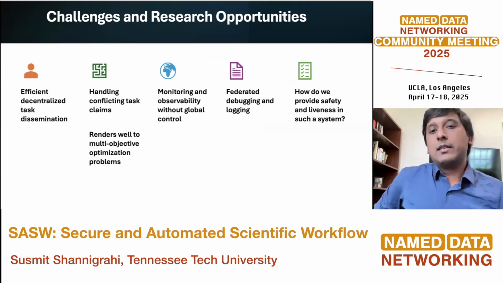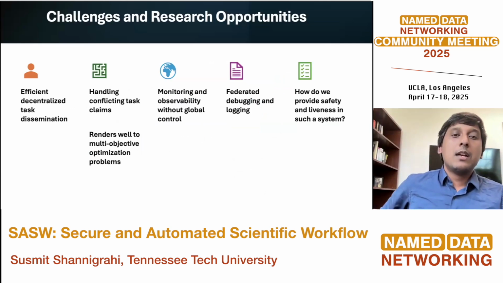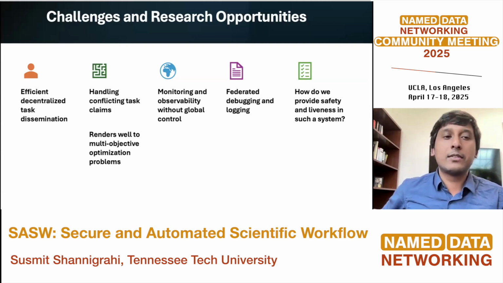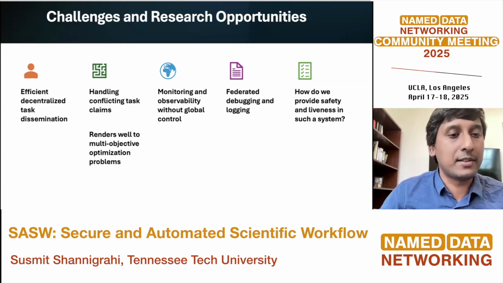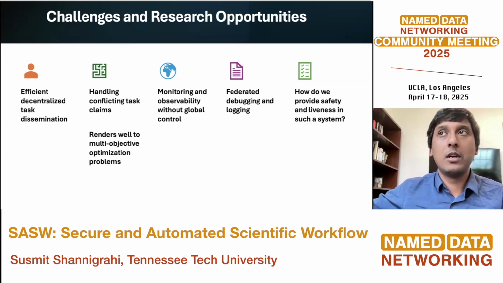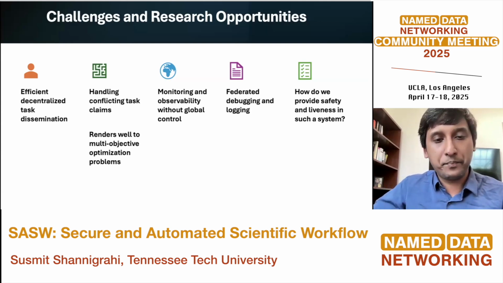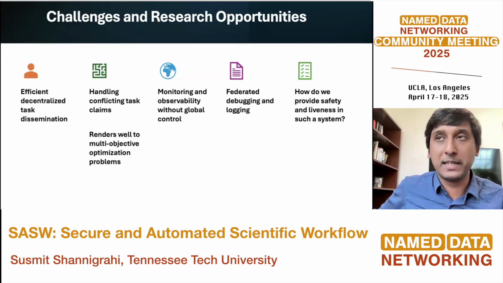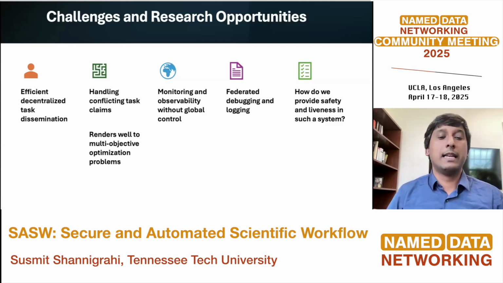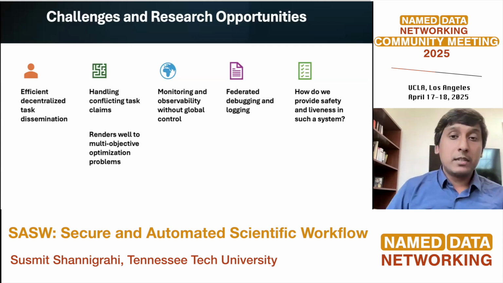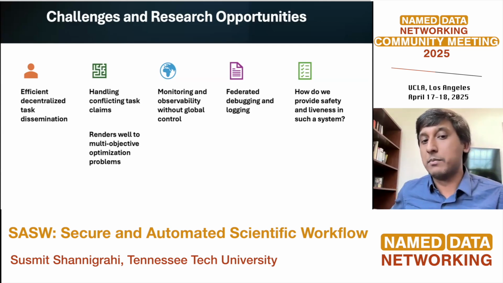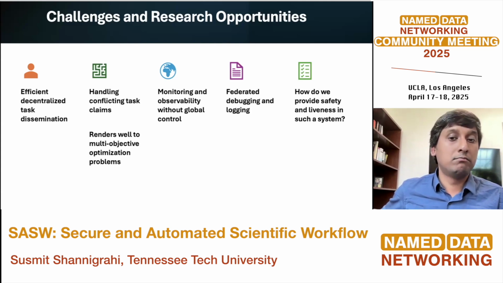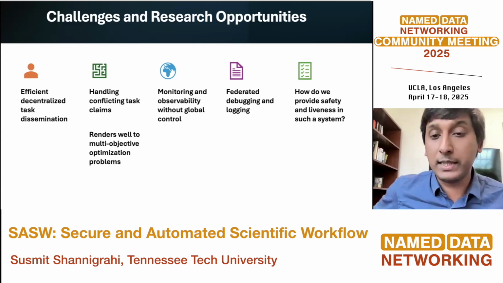So what are the challenges and research opportunities? The challenges are, how do we efficiently disseminate these tasks? If we have a bunch of nodes who are claiming tasks, how do we make sure the whole system is performing efficiently? Conflict resolution probably would end up becoming a multi-objective optimization problem, as we saw in Hydra. Monitoring: who monitors these states? Probably it needs to have some sort of external monitoring. We're not sure what that looks like.